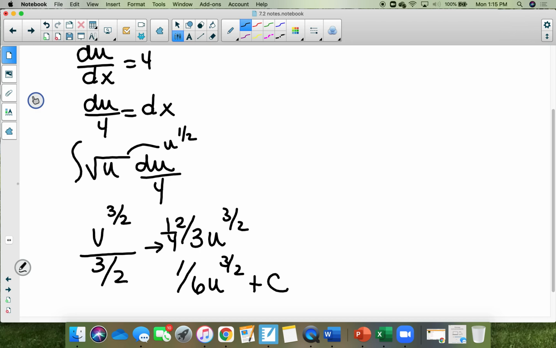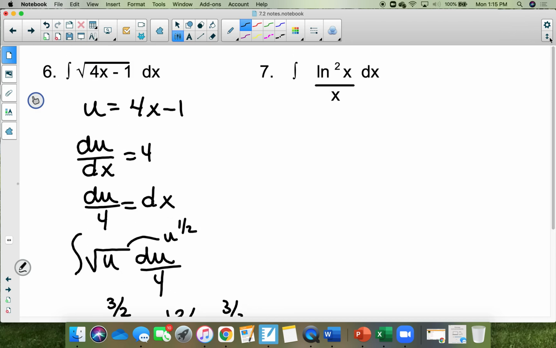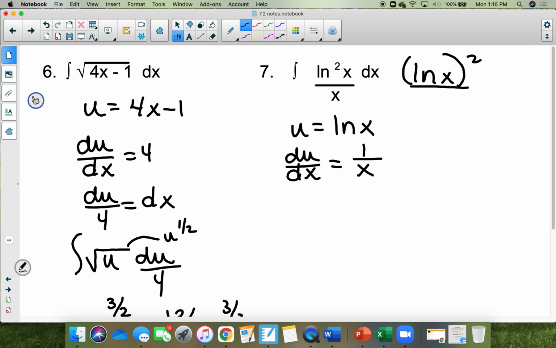Okay, let's do this one. This is really the natural log of x, all of that squared. So the inside part is the natural log of x. The derivative of that is 1 over x. So x du is equal to dx.